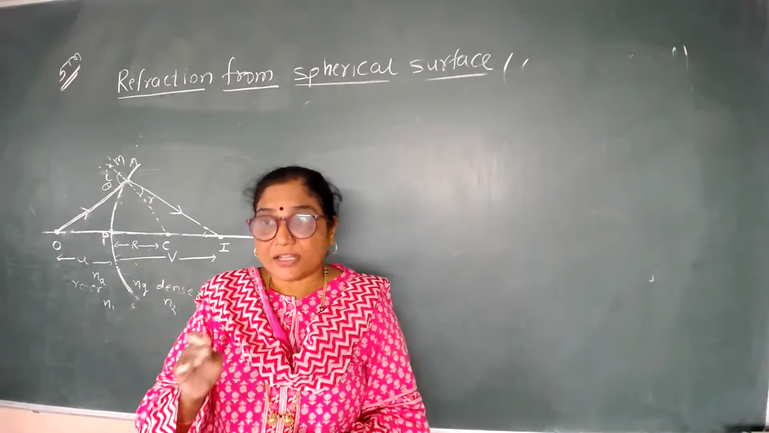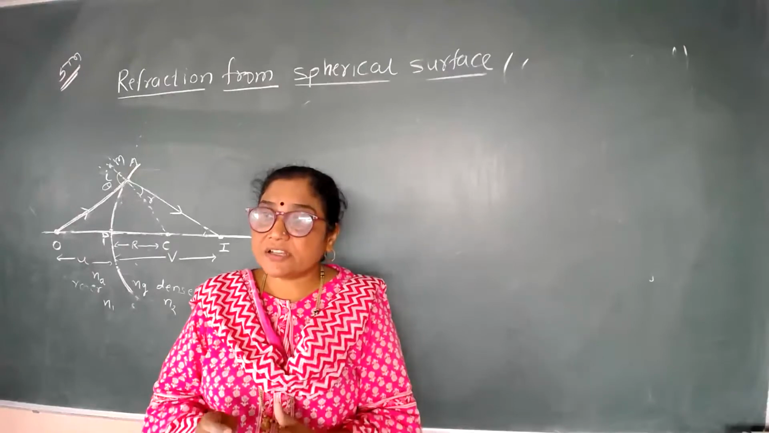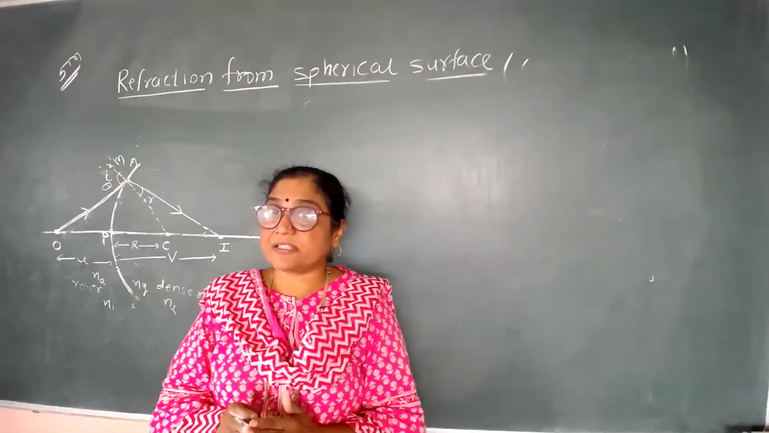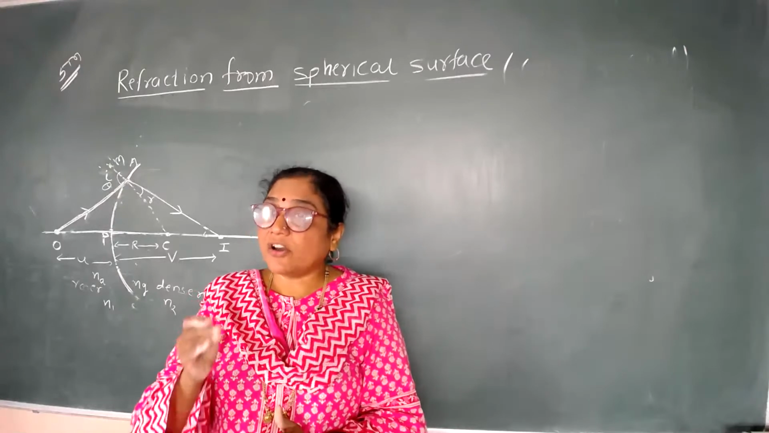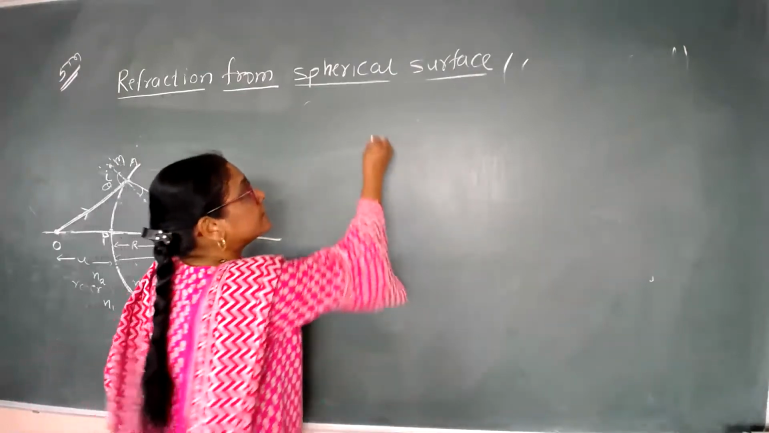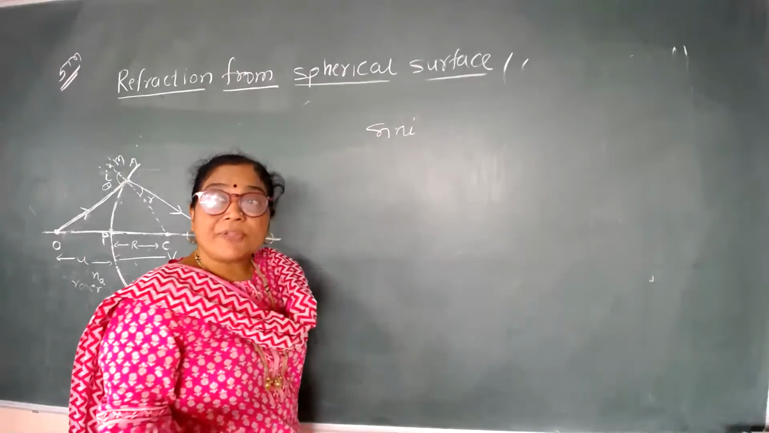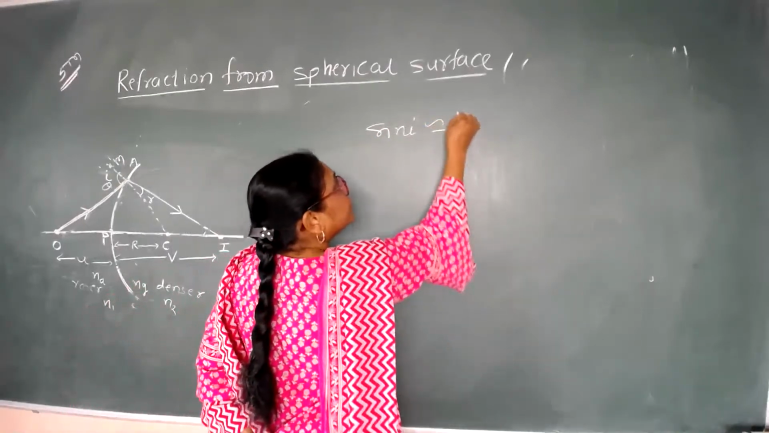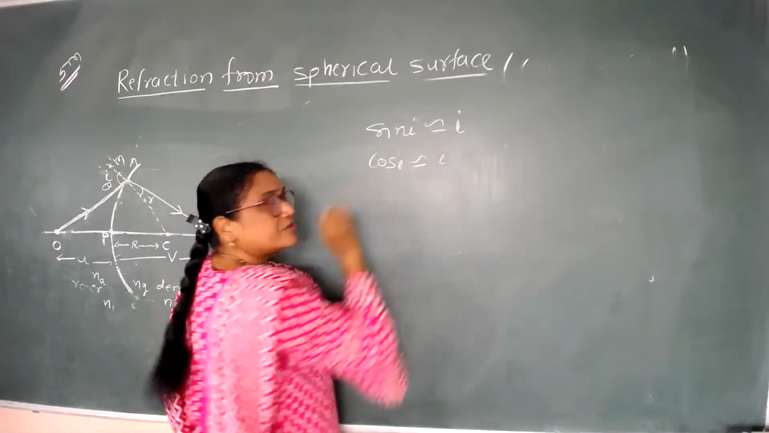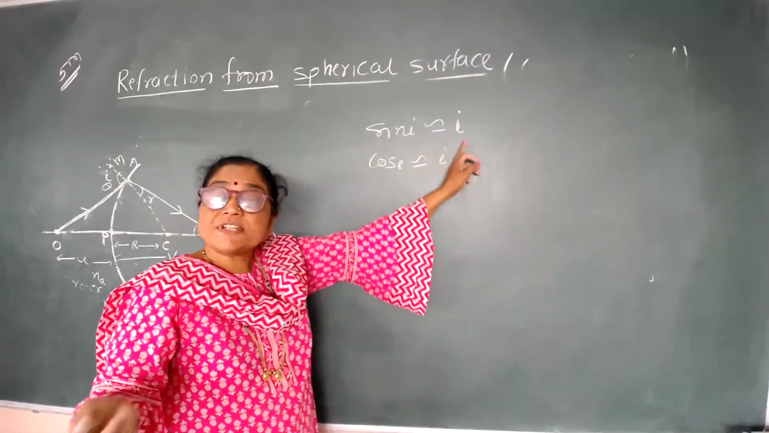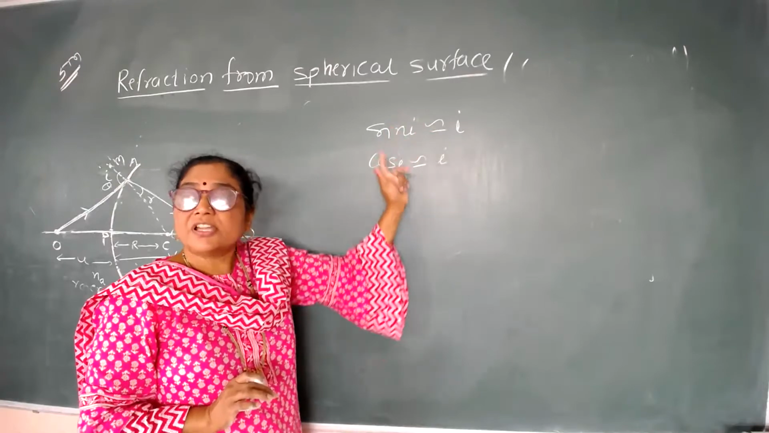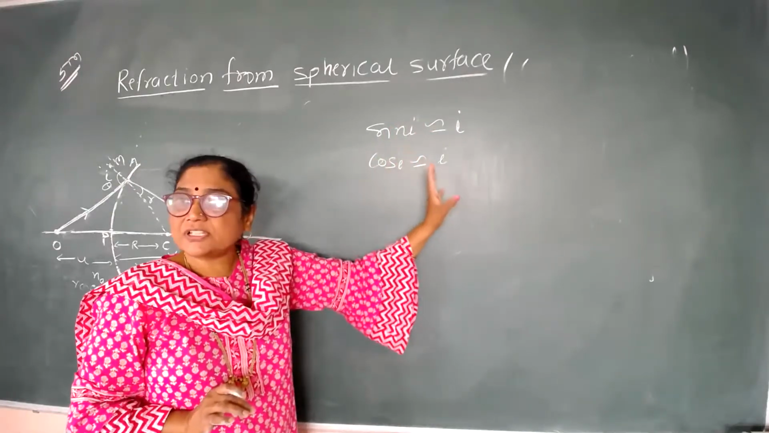Another condition is that when the aperture is very small, where the aperture is the polished surface where refraction takes place, then according to geometrical optics or ray optics, we consider sine of the incident angle I to be nearly equal to I. Cos of I is just taken as 1. Because here the aperture is very small, this condition is also applicable in ray optics. So this is also a Cartesian sign.